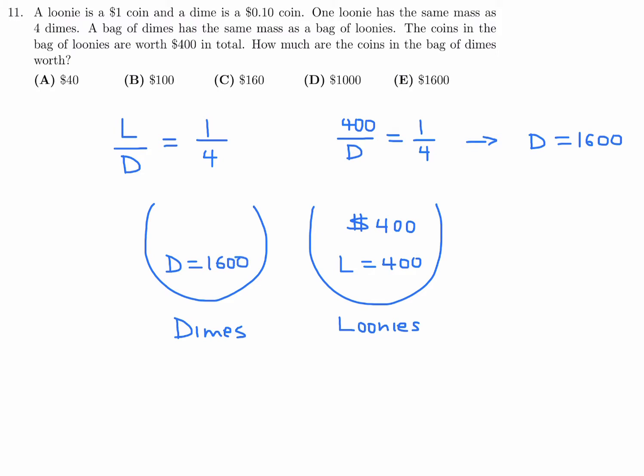Now we have to calculate how much those dimes are actually worth. Each dime is worth 10 cents, so $0.1. So 1,600 times 0.1 is going to be $160. So number 11, the answer is C.